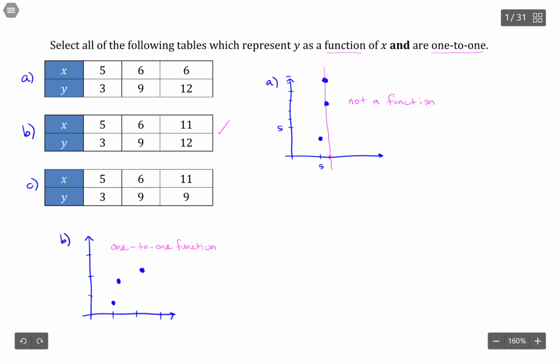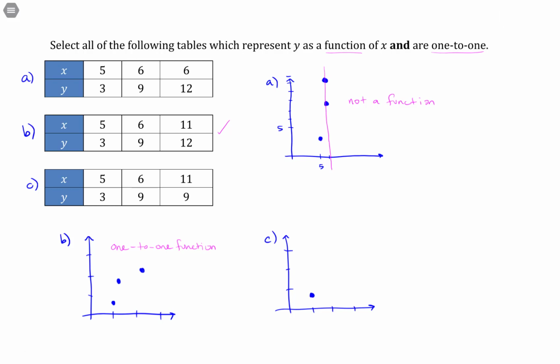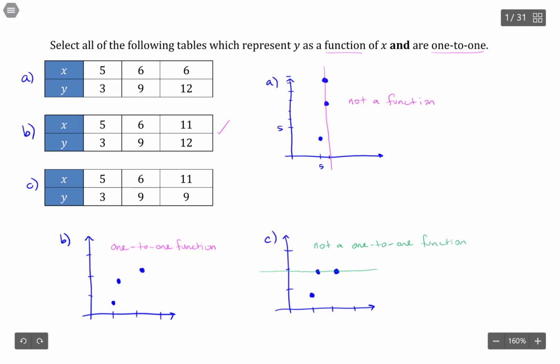And C, the last set of points, let's see what happens here. So with this set of points, I'll get my scale back on here. All right, 5, 3 again, so that point. 6, 9, so that point. And 11, 9, so 11, 9. And the problem here is that this does not pass the horizontal line test. So even though it passes the vertical line test and it is a function, it's not a one-to-one function. All right, so we won't include this set, part C, either.